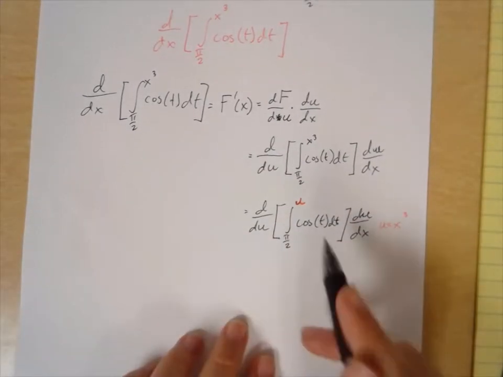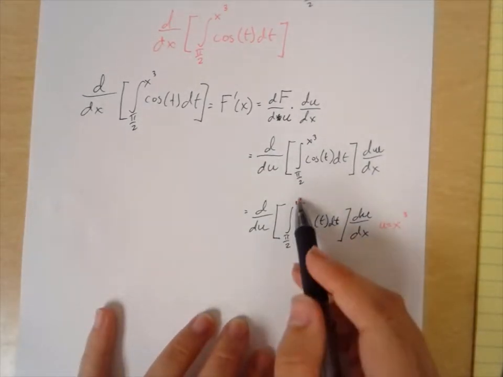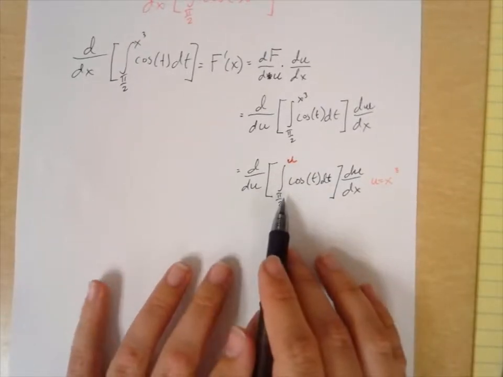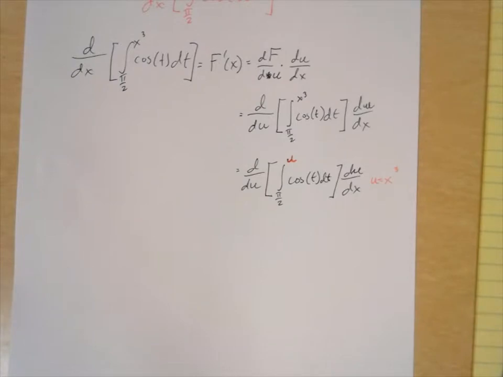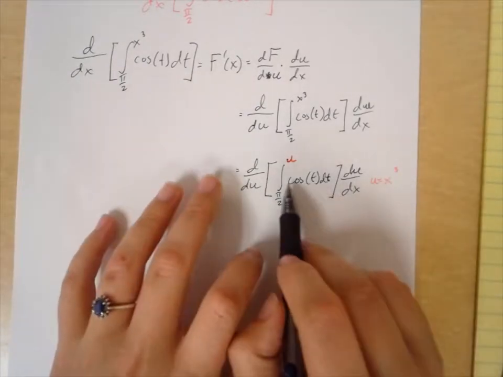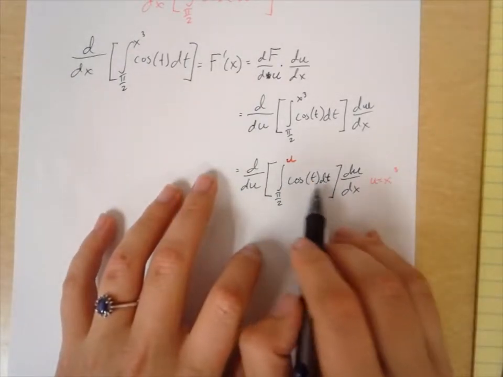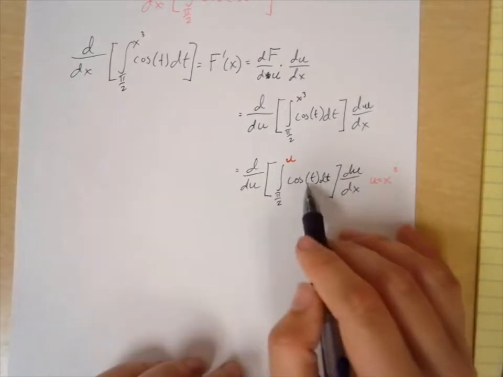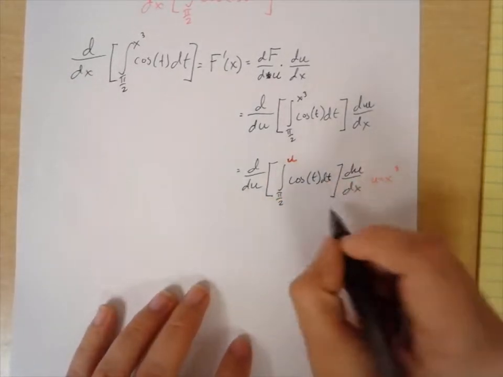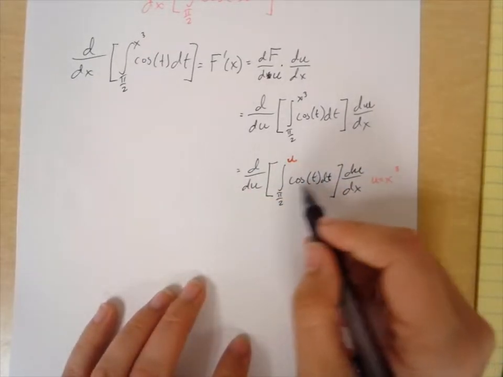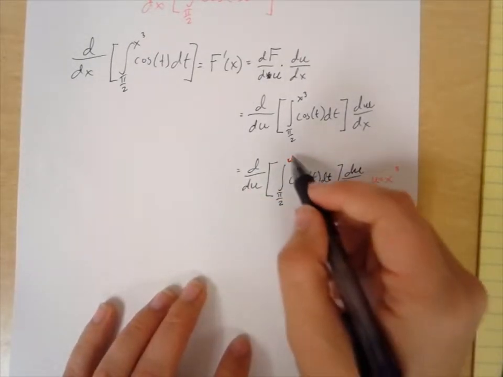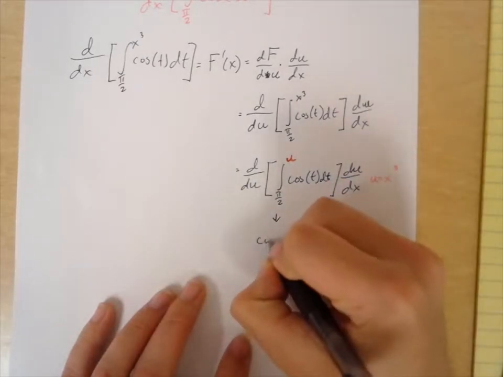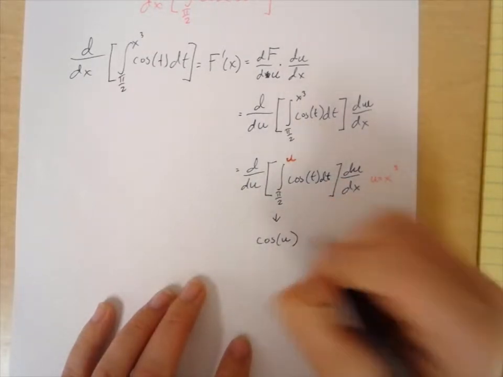And now, since we've replaced the x cubed with a single variable up here, we can apply the second fundamental theorem of calculus. The second fundamental theorem of calculus says that if we have a function inside to another variable, what we can say then is just that function to that other variable. So this whole thing is just going to be cosine, not to t, but to u. So we're going to simplify this whole piece as cosine of u.